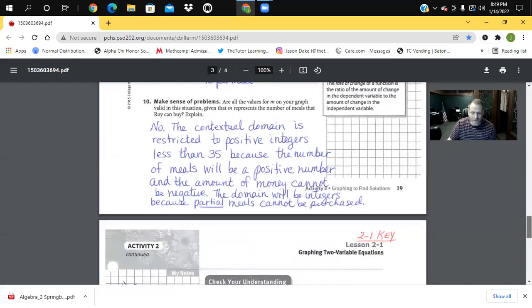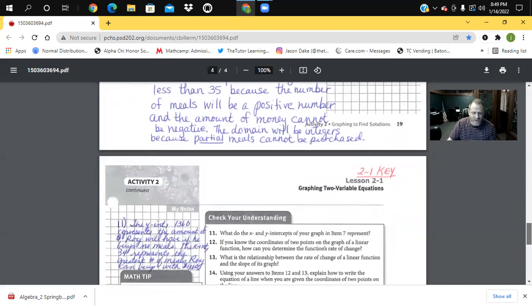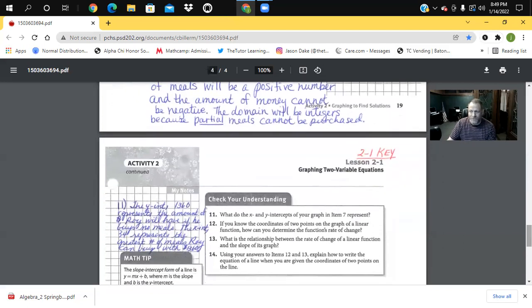All right, let's go to number 11. Check your understanding. What do the x and y intercepts of your graph in item 7 represent? The y-intercept, 1360, represents the amount of dollars Roy will have if he buys no meals. The x-intercept, 34, represents the greatest number of meals Roy can buy with $1,360. All right, write all that down for number 11, guys.